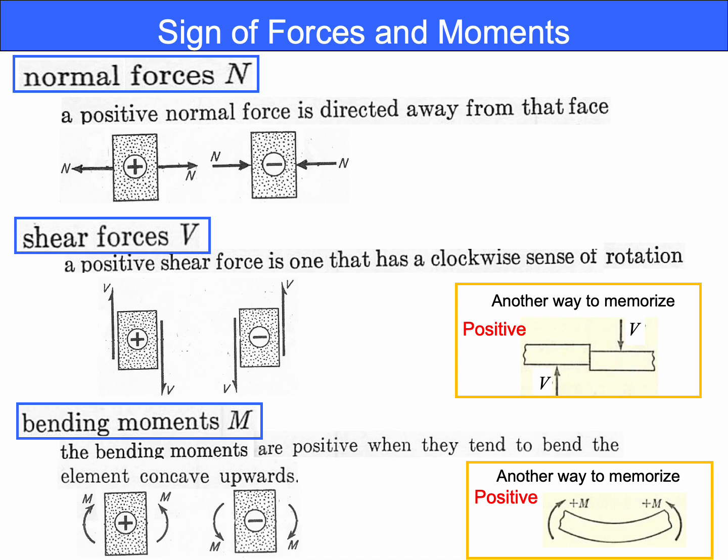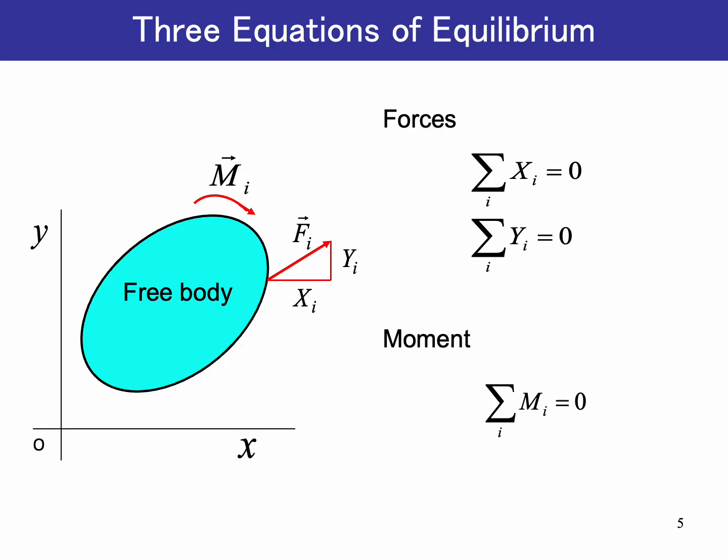Adhering strictly to these sign conventions for both shear and moment is crucial when writing the equilibrium equations. The foundation of all static analysis is the application of the three equations of equilibrium. These equations ensure that a body remains stationary, neither translating nor rotating. First, we consider equilibrium of the forces. The sum of all forces in the horizontal direction must be equal to 0.